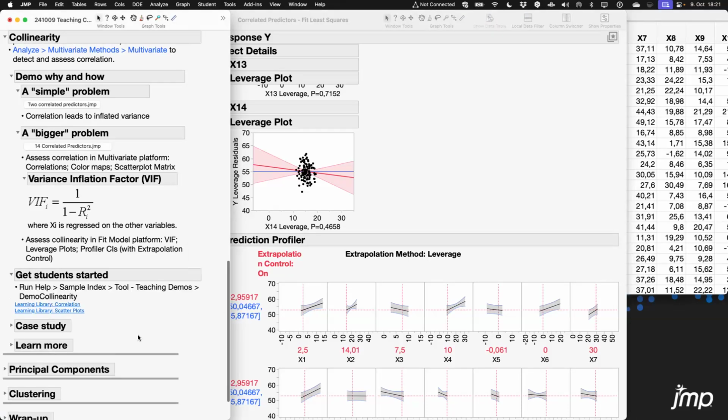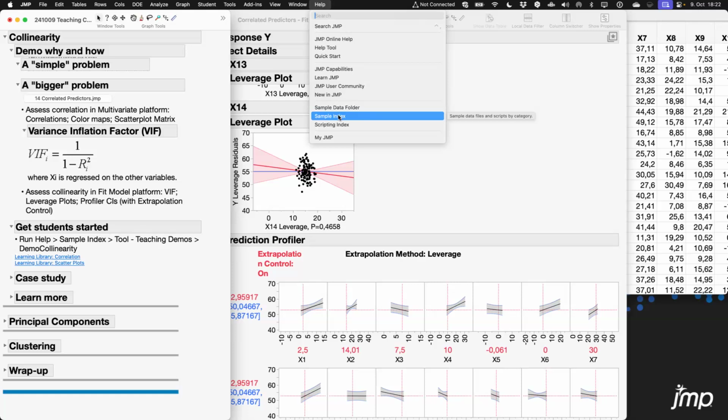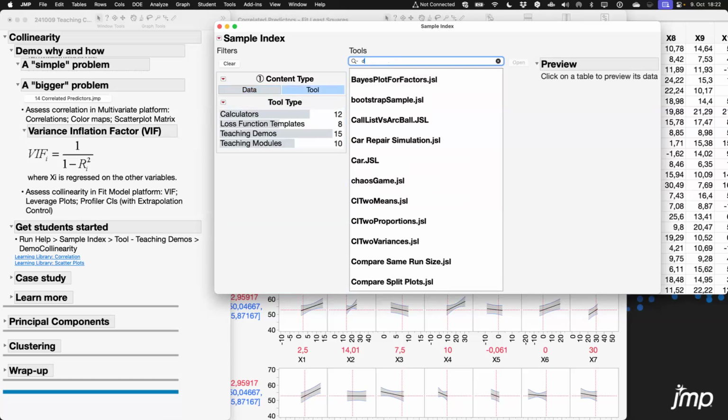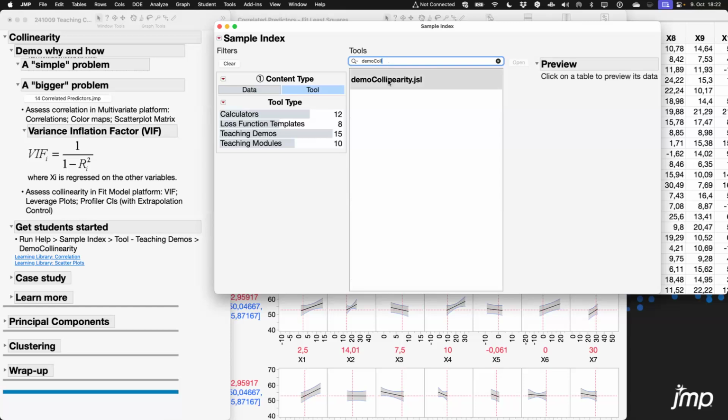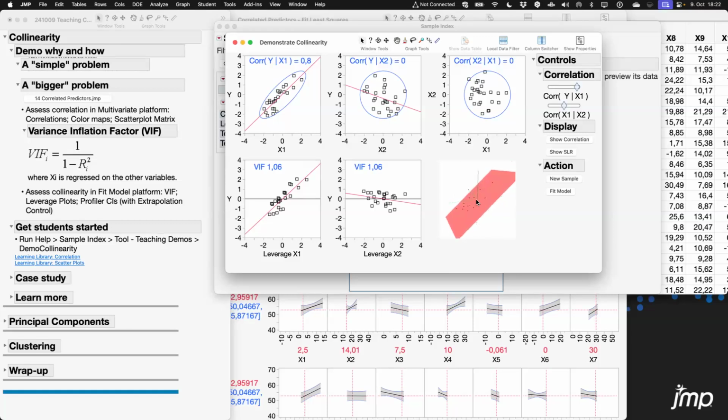If you want to get students started with this topic, I would like to refer you to the learning library. Maybe we will see an example later on. We also have teaching demos, for instance, the one about collinearity. If we go to the sample index and switch to tools, this is Demo Collinearity. It's a script. I can run the script and set up the problem here, and then we see this interactive demonstration. We see the correlation, and also the variance inflation factors on leverage plots.